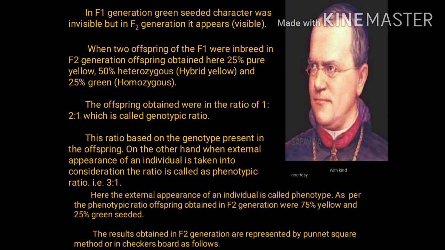On the other hand, when the external appearance of an individual is taken into consideration, the ratio is called a phenotypic ratio. That means it is 3:1. Here, the external appearance of the individual is called the phenotype. As per the phenotypic ratio, the offspring obtained in the F2 generation were 75% yellow and 25% green seeded. The results obtained in the F2 generation are represented by a Punnett square method or checkerboard as follows.